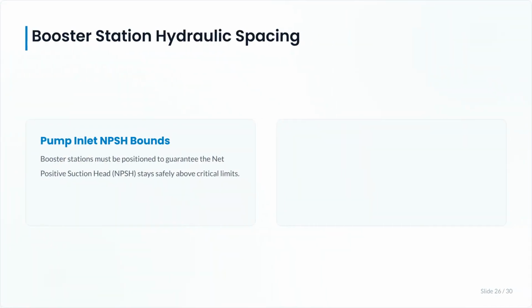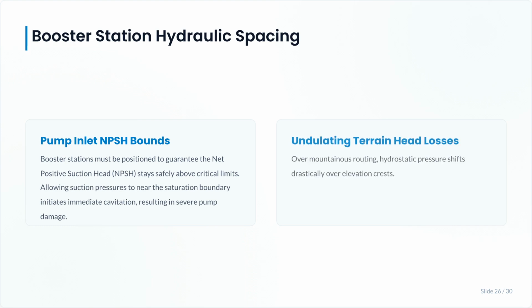Booster stations must be positioned to maintain net positive suction head above critical limits, preventing pump cavitation. Additionally, routing over undulating terrain requires careful simulation of high points to avoid low-pressure vapor pockets.